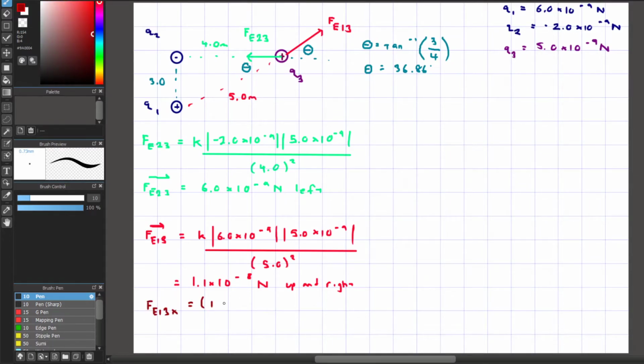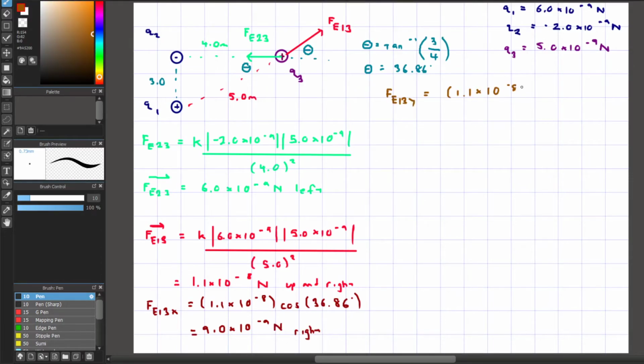Now with the angle, I can break up the electric force of 1 and 3 into its x and y components. This gives us an x component of 9 times 10 to the negative 9 newtons to the right, and a y component of 7 times 10 to the negative 9 newtons up.